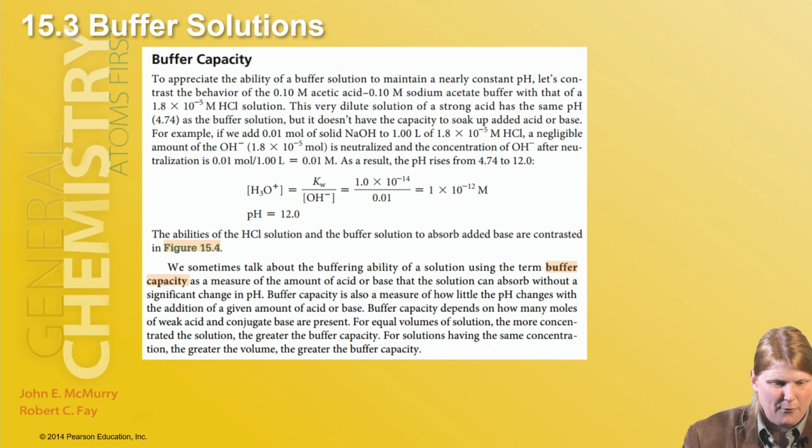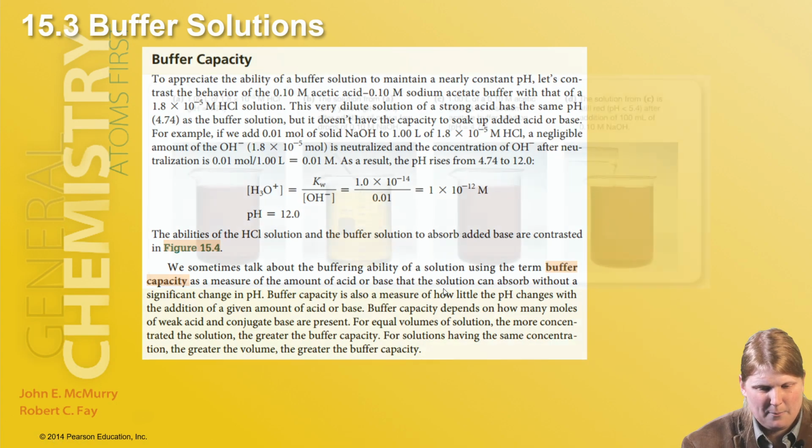They talk about buffering capacity, a measure of the amount of acid or base that the solution can absorb without significant change. Buffer capacity is also a measure of how little the pH changes with the addition of a given amount. So it depends on how many moles of the weak acid or weak base is present, and it also depends on how close you are to those two things being equal, so your pH is close to the pKa. Those are all kind of ways of saying the same thing.